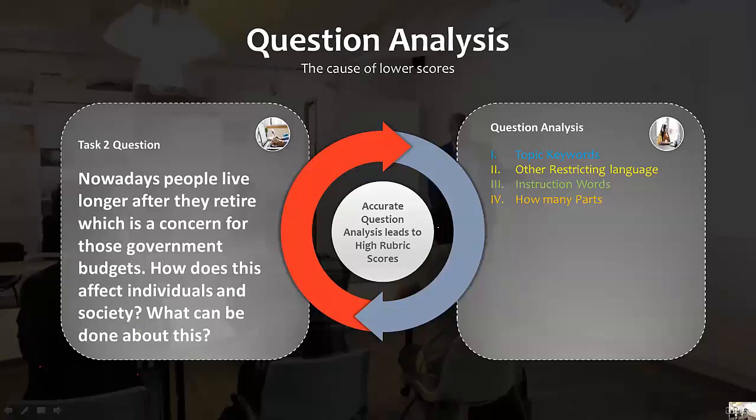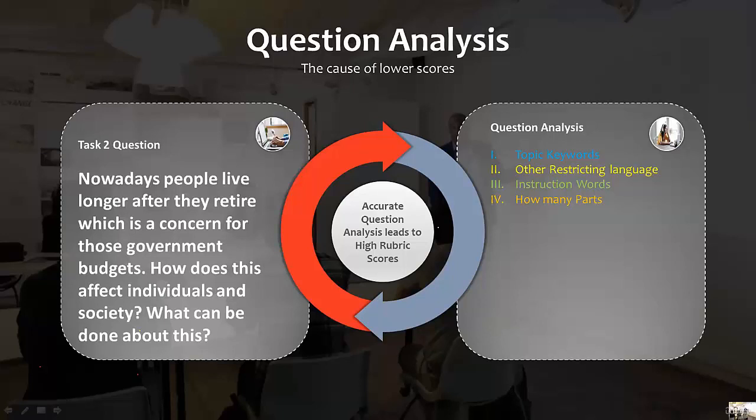No, government budgets is not the topic of the question. Yeah, Pablo, no, it's not retire, it's not taxes. What's the topic of the question? All right, so stop, please.